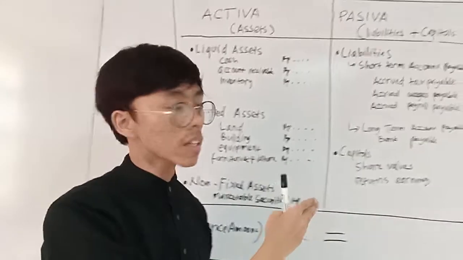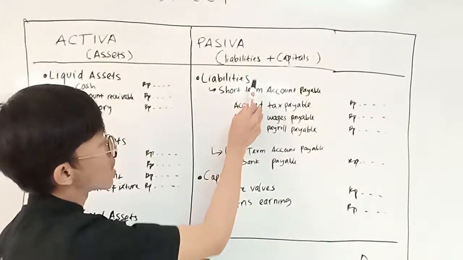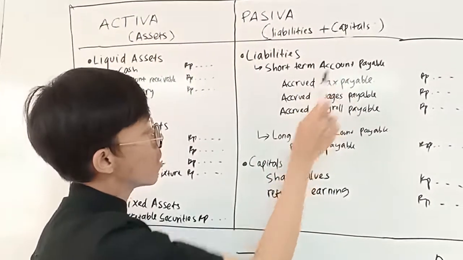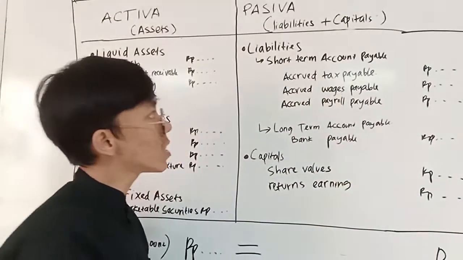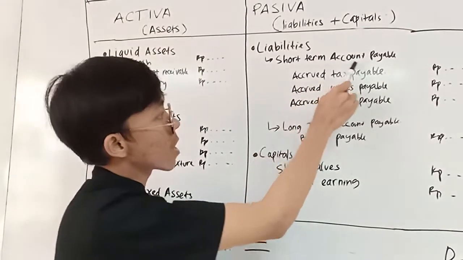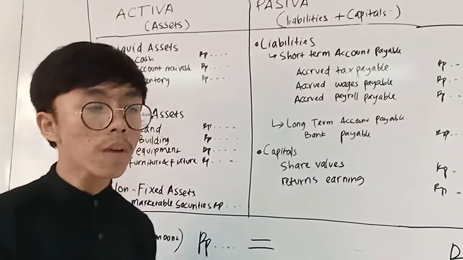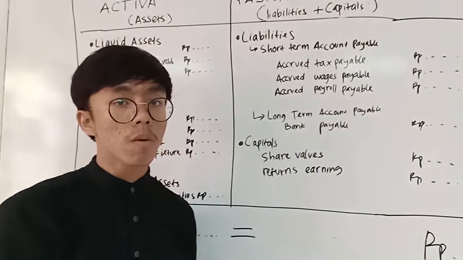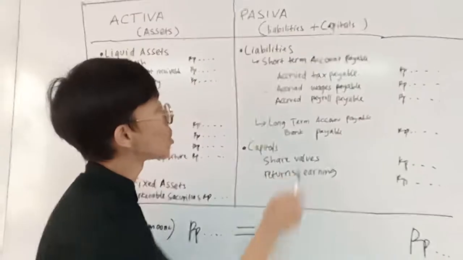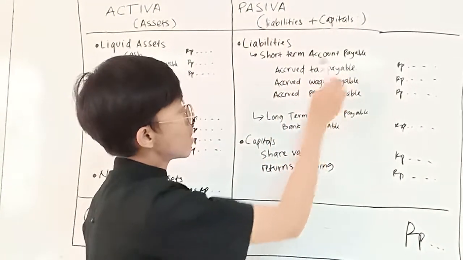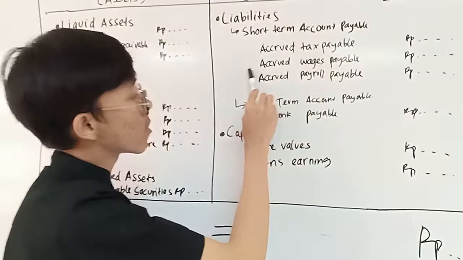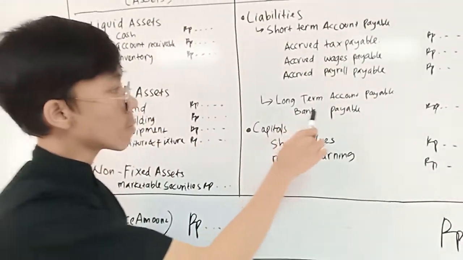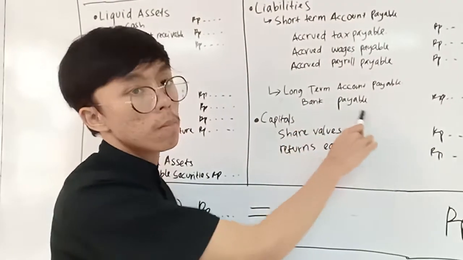So on the other side, we have liabilities. The liabilities have two components. There are short-term account payable and long-term account payable, which the short-term account payable must be paid in 1 year, but the long-term account payable must be paid in more than 1 year. So the short-term account payable include accrued tax payable, accrued wage payable, and accrued payroll payable. But the long-term account payable have bank payable.